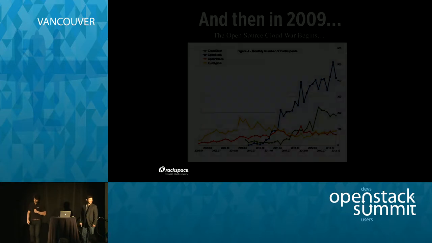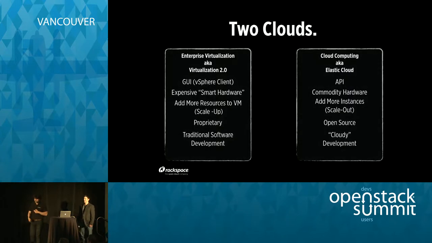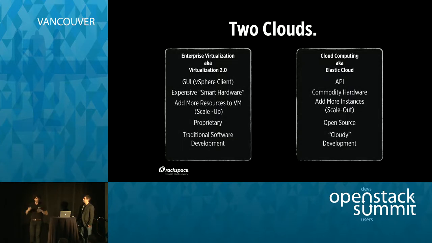So those are two clouds basically that we have to understand in our head. OpenStack's a different beast, different than our vSphere world. With virtualization 2.0, you have a GUI, expensive smart hardware, you have to add more resources to a VM, you have to scale up, and it's usually proprietary, with traditional software development. Cloud computing, aka elastic cloud, means we have an API, commodity hardware, add more instances, scale out. I'm assuming you're familiar with the scale up, scale out concept. It's typically open source, and we use a cloudy development model.